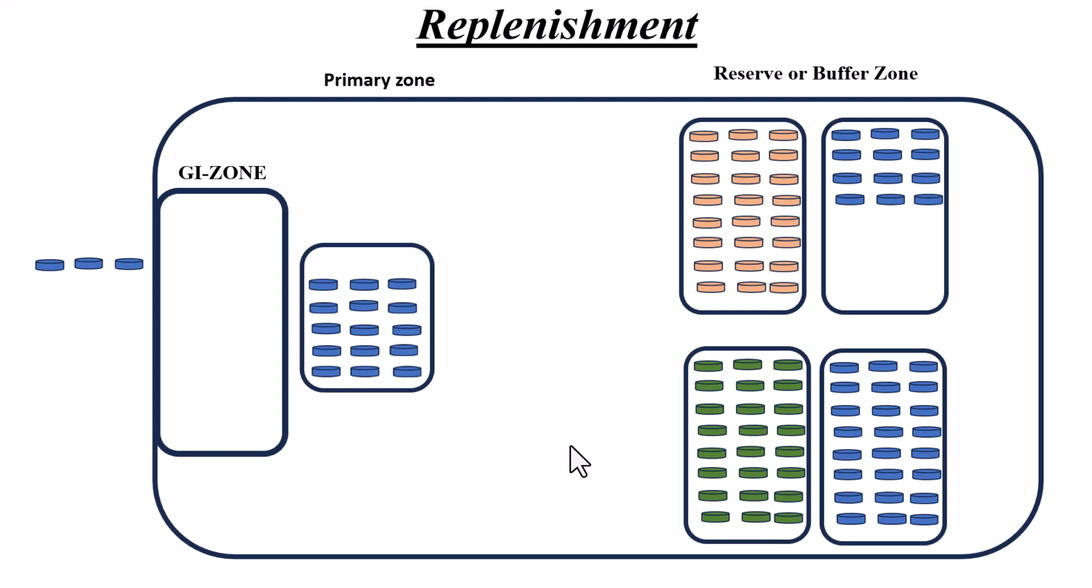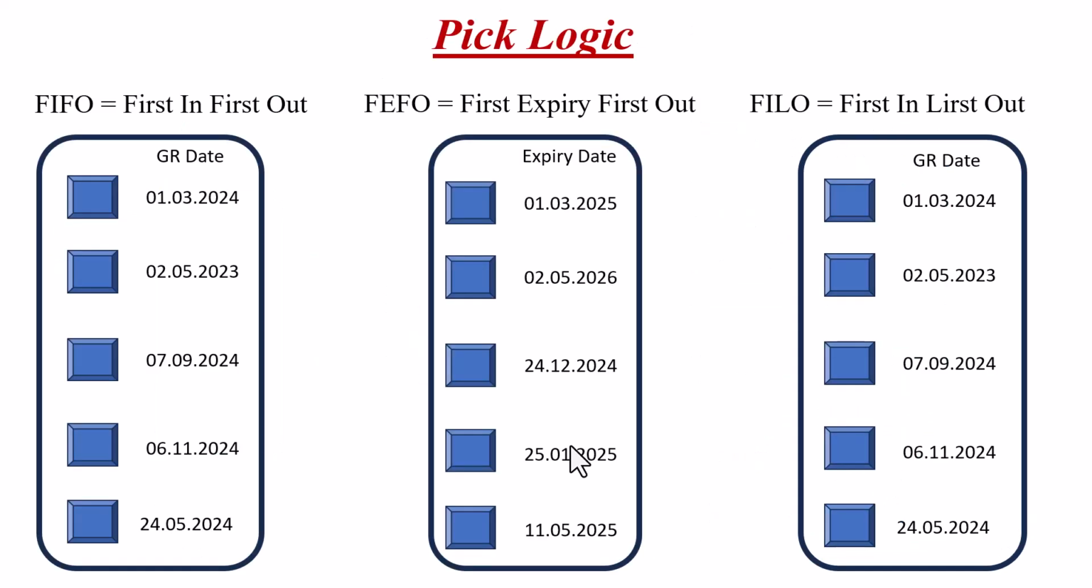And let's get into another topic. What exactly is the other topic? Pick logic. In both WM and EWM, we have this pick logic. Pick logic is nothing but, while picking the product to issue to the customer, which product do I have to pick. This is what I call pick logic.